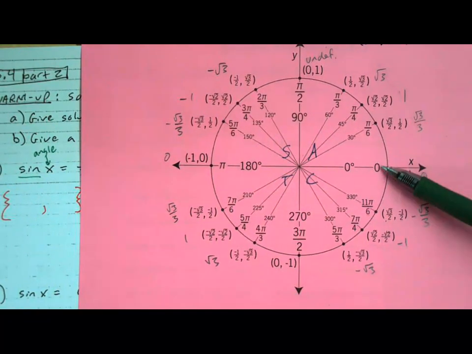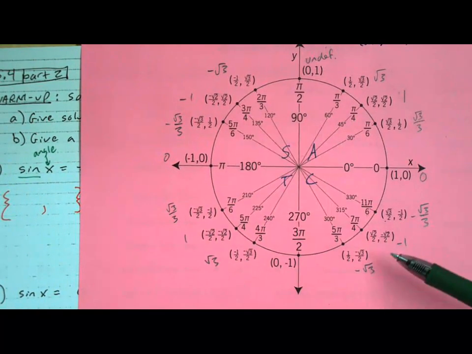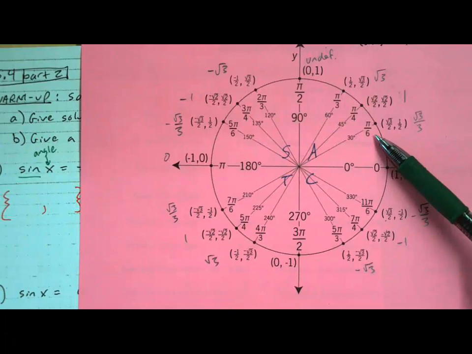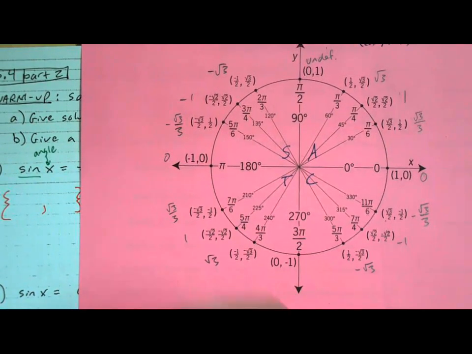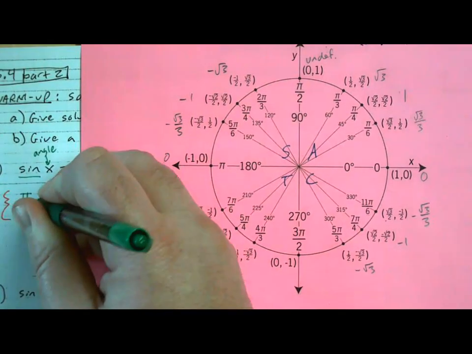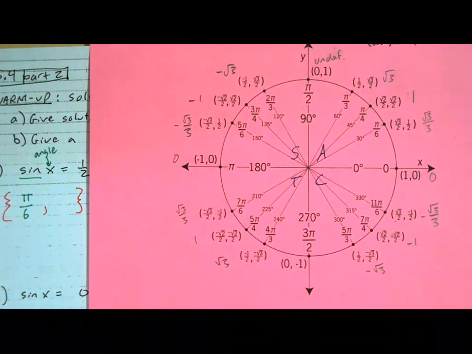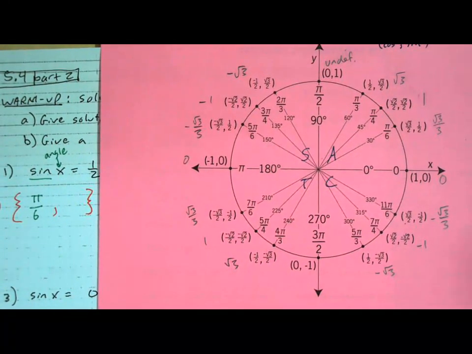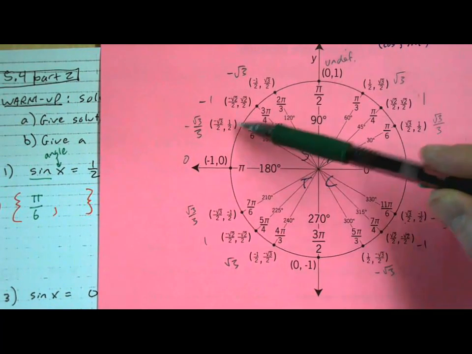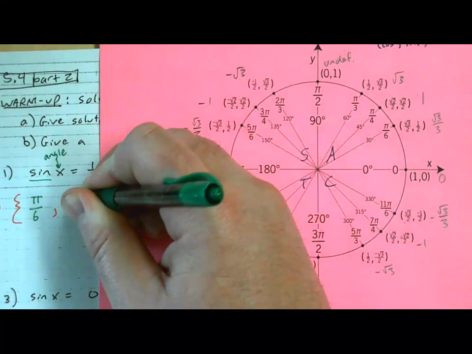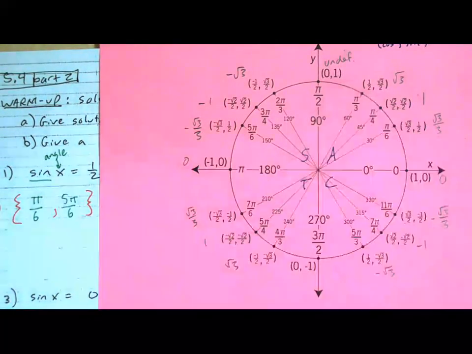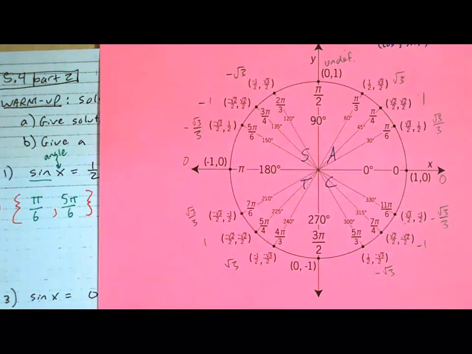I see, and we always want to start at 0 because I like your answers in numerical order. So the first one I'm seeing is pi over 6. The sine is a half here at pi over 6, so there's one of my solutions. And is there another one? Well, I told you there was another one. 5 pi over 6 also has a sine of 1/2. And I don't think there's any more.